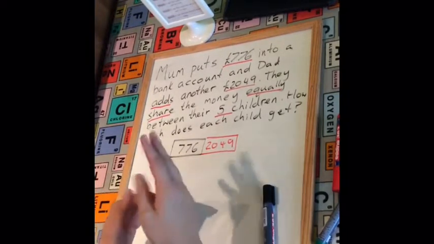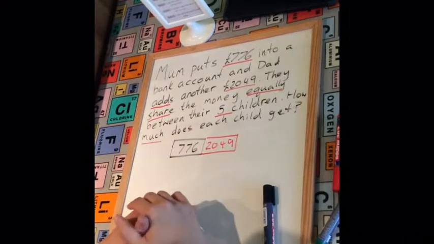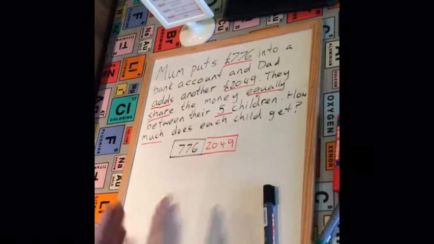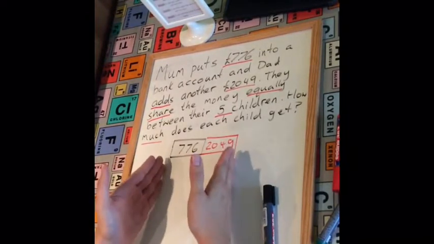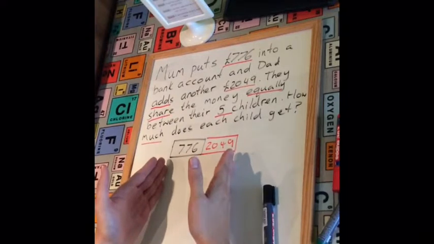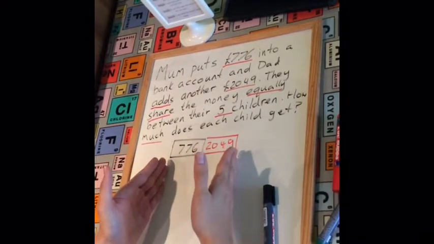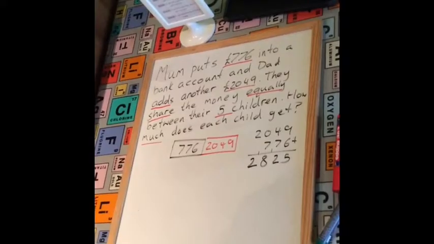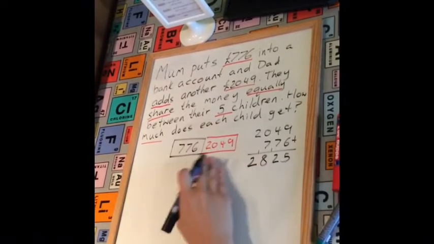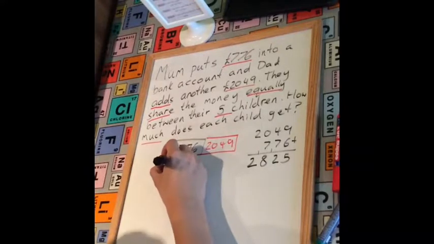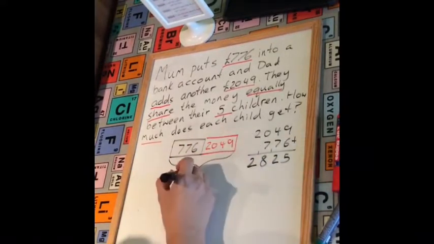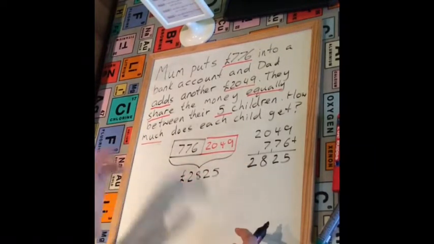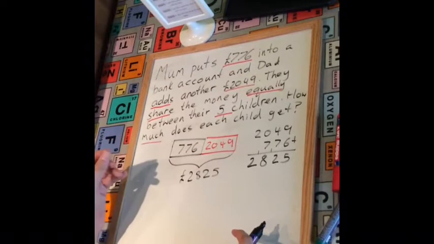Step 4. I can tell a partner what I will do first. Right. So after I've drawn the key information, the next thing I'm going to do is work out how much Mum and Dad have in the bank account all together. So I'm going to use what I've learned before about column addition to add these two numbers together. You can see here, I've used column addition to add the two numbers together. So we know that in Mum and Dad's bank account, they have £2,825.